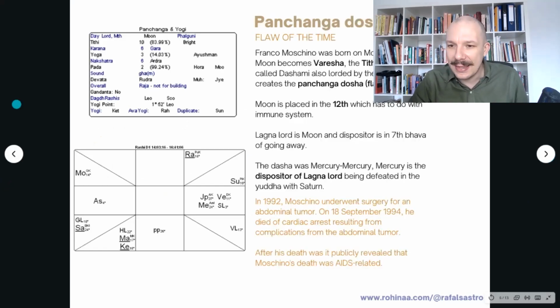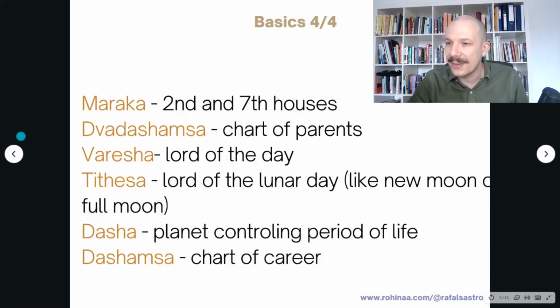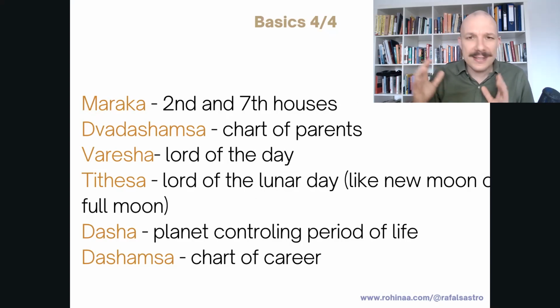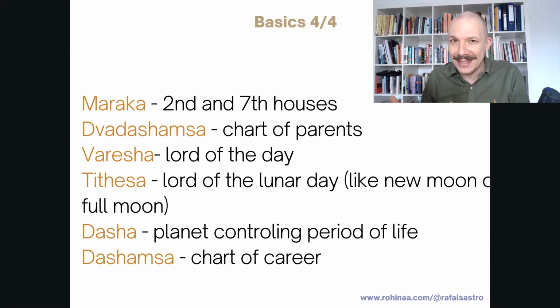Okay, so I think there was one more. Let me see. Yes, here. Now we are also using the term Maraka. Maraka is 2nd and 7th. Maraka means a killer. So these are houses which can kill somebody. This is very serious. It can really kill, someone can die in our life. So these planets are like the killers, they say, right?